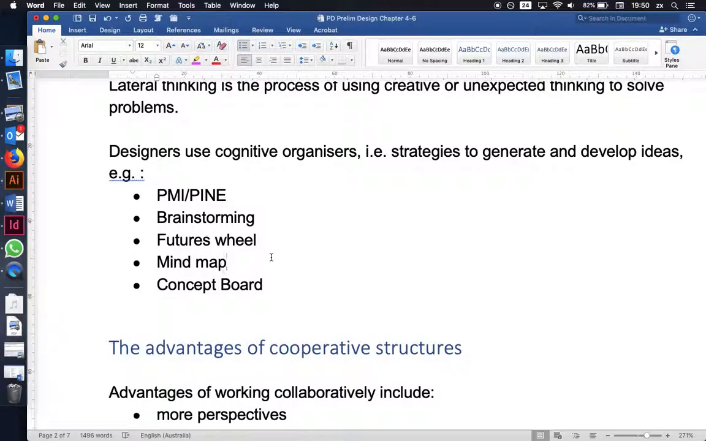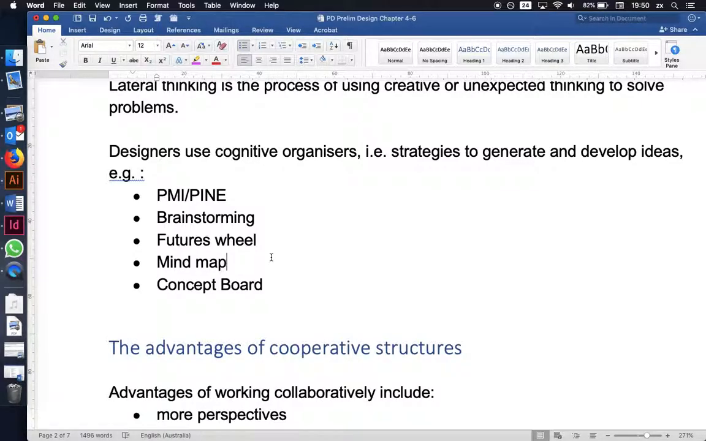But what I'll do is talk about the PMI, which I like to use, or rather than PMI, I like to use PINE. The reason for that is PMI stands for plus, minus, and interesting. I prefer the acronym PINE or PMIC. The idea is plus, minus, interesting, and you also need a conclusion. When we do evaluation as part of the HSC, the keywords are to make judgments considering arguments for and against. So we need to have a judgment at the end.